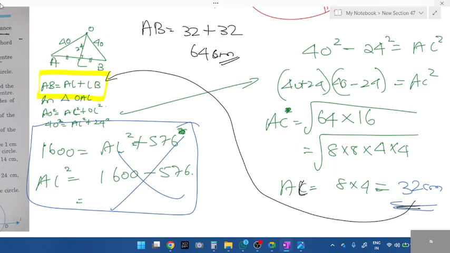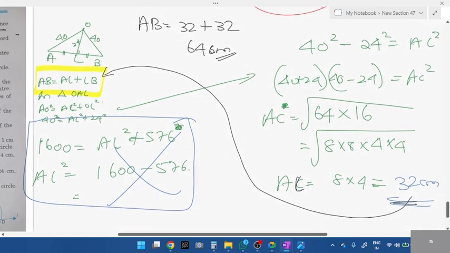Remember, only for a chord question, you have to double the value, students. For a chord you'll have to double. Radius and perpendicular will not get doubled. It will be the same.